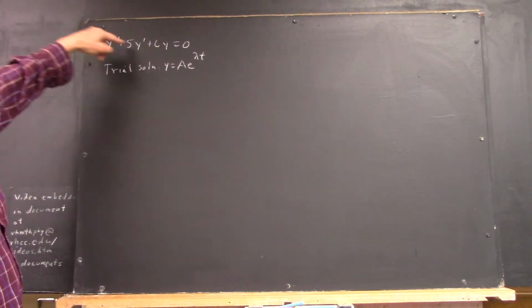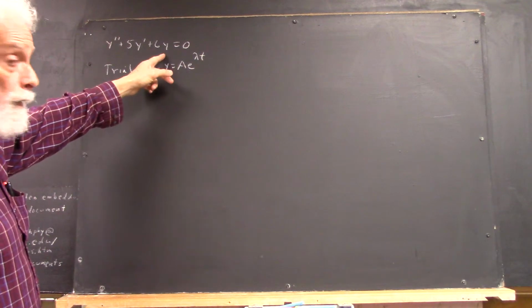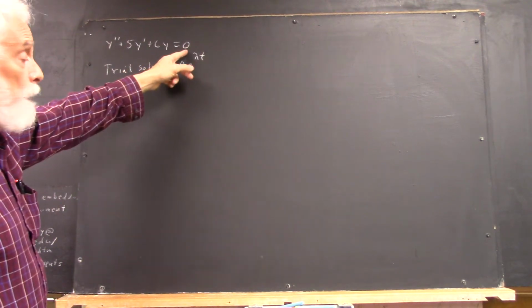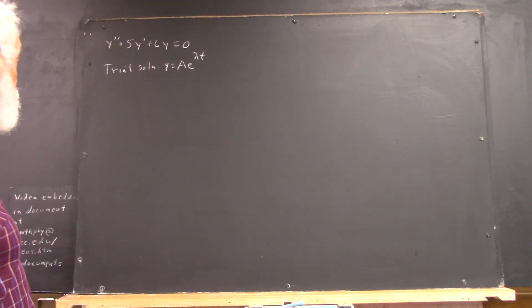Okay, so we have a differential equation, a second order equation with the second derivative, first derivative, and the function itself, and we have that equal to 0. Very important class of equations.